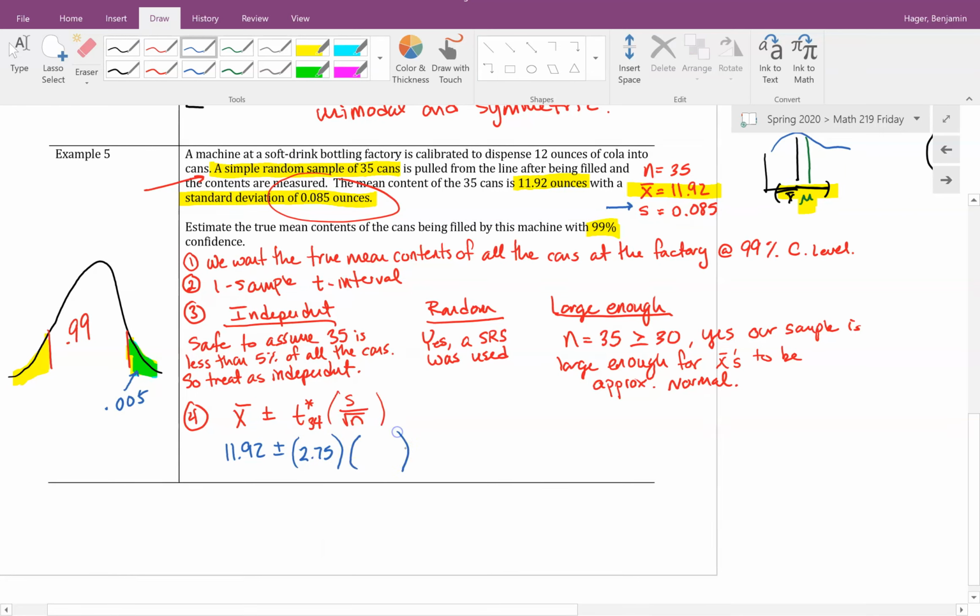My sample standard deviation was 0.085 over the square root of n, which was 35. So again, let me figure out what that is. That's my margin of error. That's how much I'm allowing myself to be off of the mean by. So let's crank that number out.